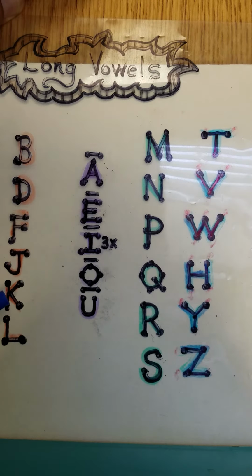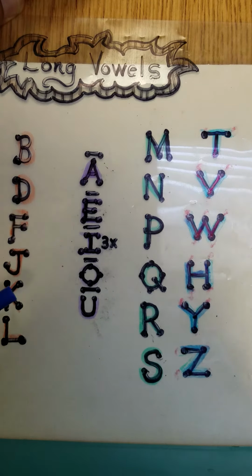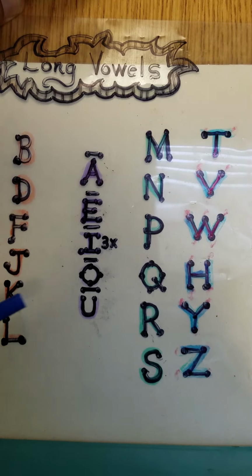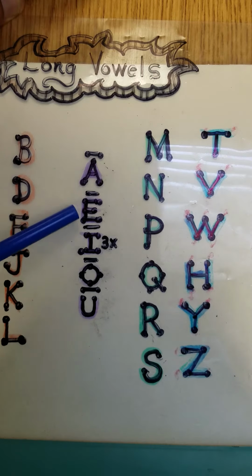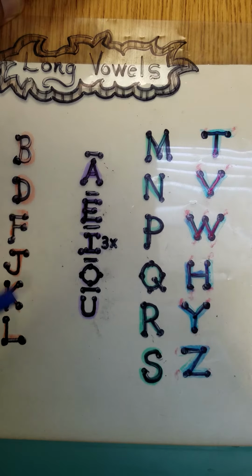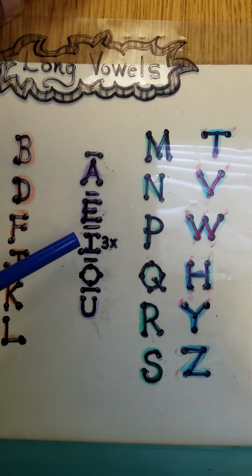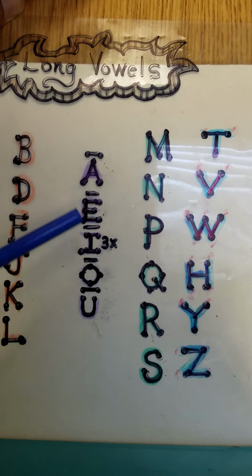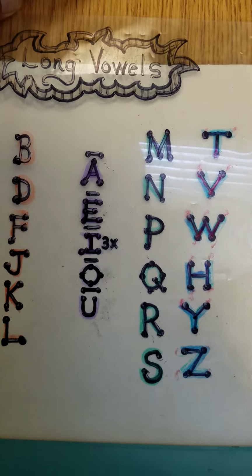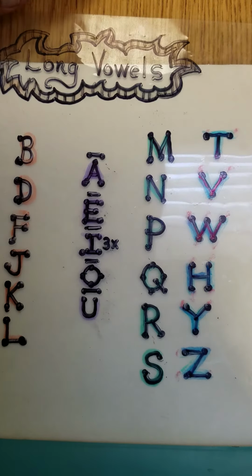K a kay, k e kee, k i kai kai kai, k o ko kai kai kai, ko ku, kay kee kai kai kai ko ku. L a lay, l e lee, l i lai lai lai, l o lo lai lai lai, lo lu, lay lee lai lai lai lo lu. How did you do? Not bad.